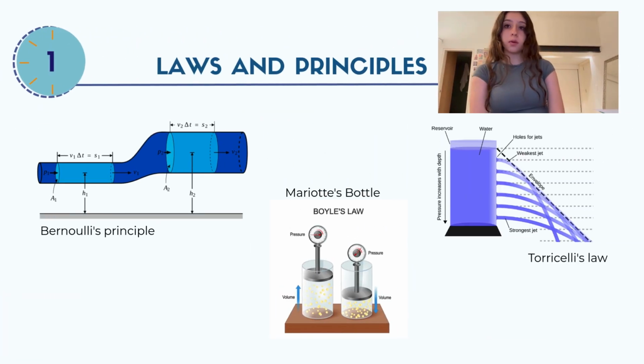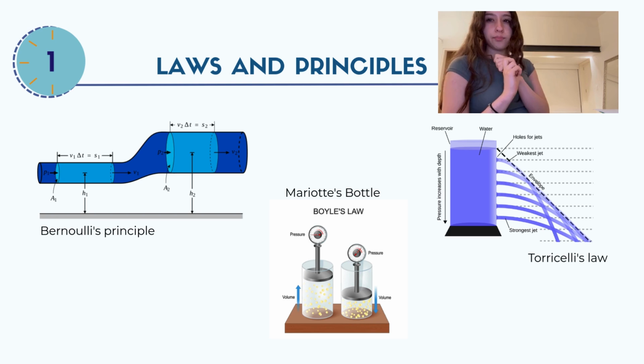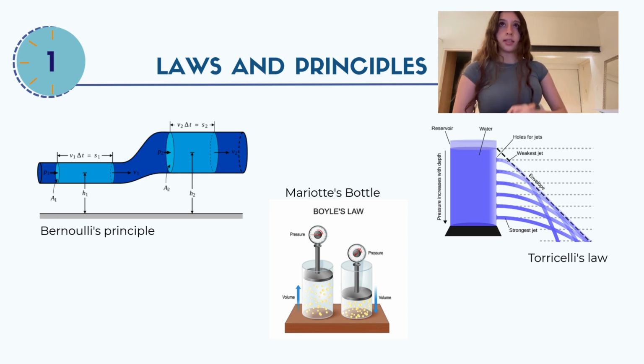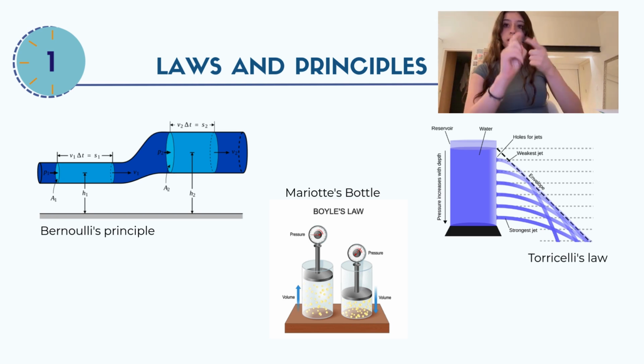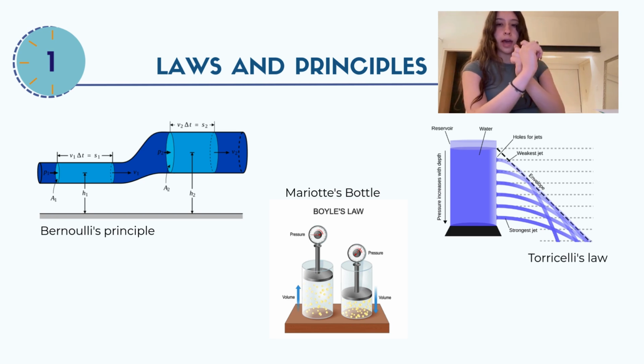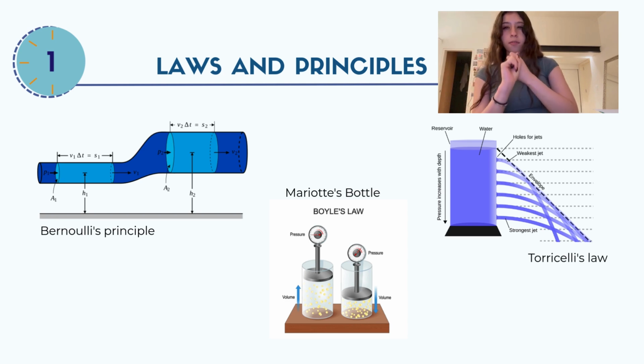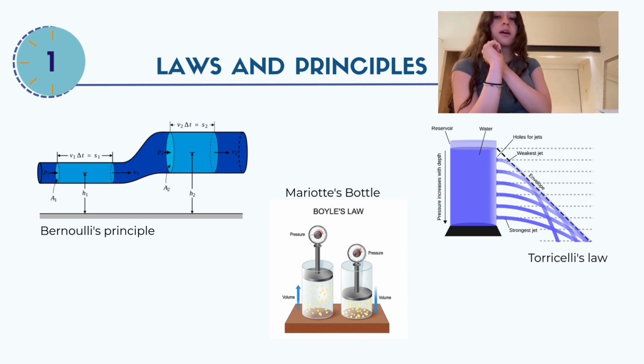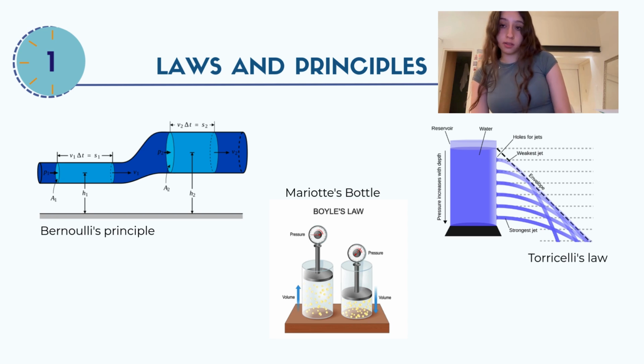Okay, so talking about laws and principles, we have three: Bernoulli's law, the Mariotte bottle, and Torricelli's law. Bernoulli's principle states a relationship between the pressure, density, velocity, height, and gravity, and states that pressure plus density times the height times gravity plus 1/2 of the density times velocity squared is equal to a constant.